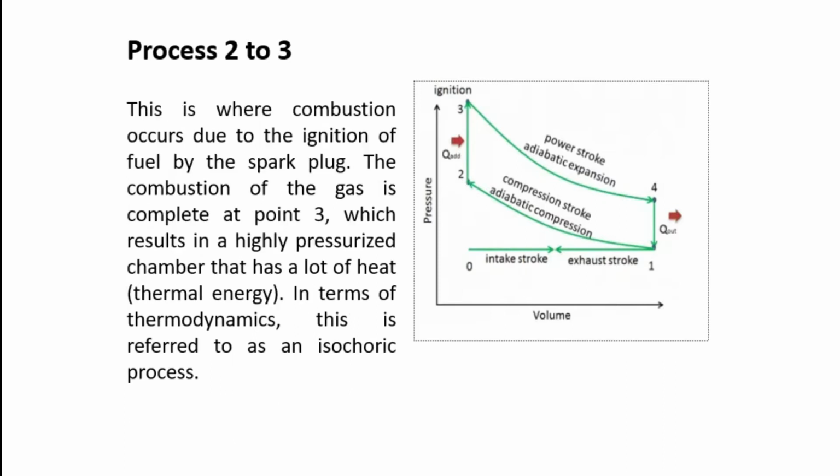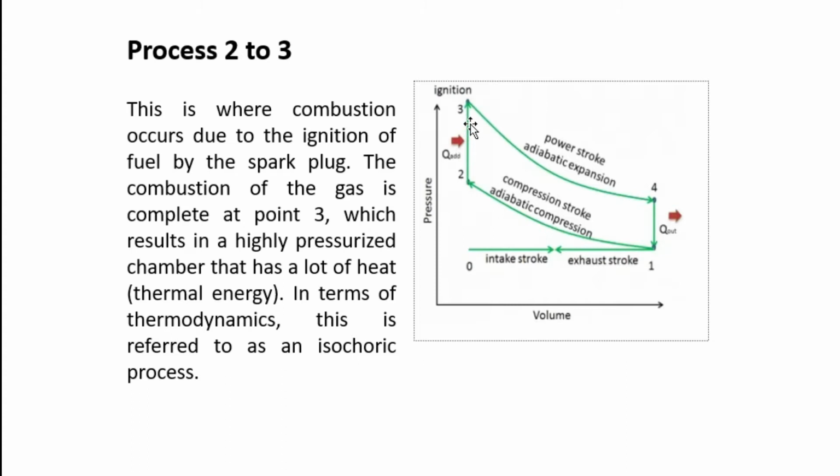So you can see from the process 2 to 3 that the combustion starts due to the ignition of the fuel by the spark plug, and then the combustion of the gases is complete here at point 3, which results in a highly pressurized chamber. You can see that high pressure is maintained here in the chamber, and it has a lot of heat. And in terms of thermodynamics, it is known as an isochoric process.